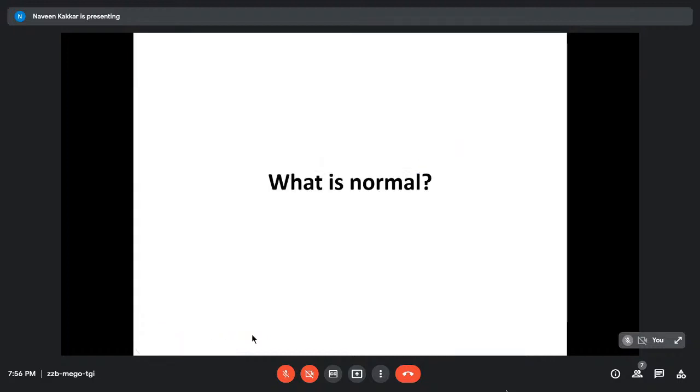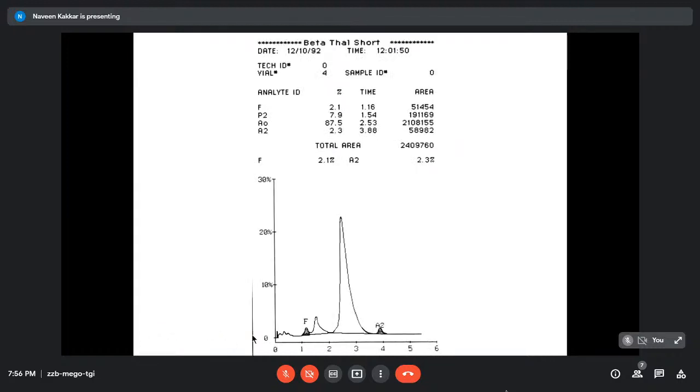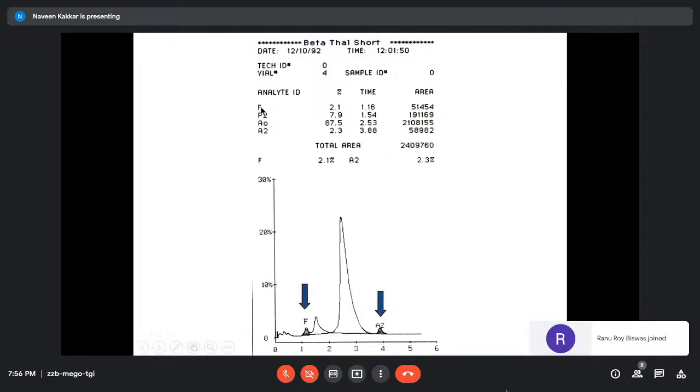Let's look at what is normal before we go on to the normal chromatograms. So I showed you this. In this, if you look at your values, that's F, P2, A0 and A2. Now P2, you might even find a P3 in some chromatograms. P2 and P3 are minor glycosylated peaks. So if this is F, which is highlighted here, the smaller peaks just beyond that are P2. You might even find another one, P3.